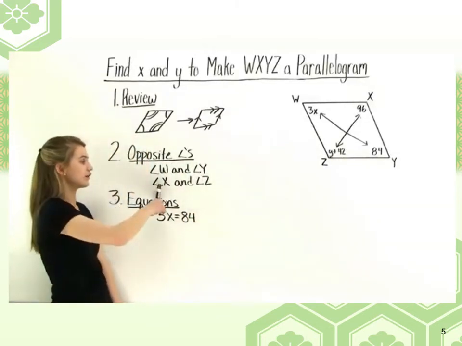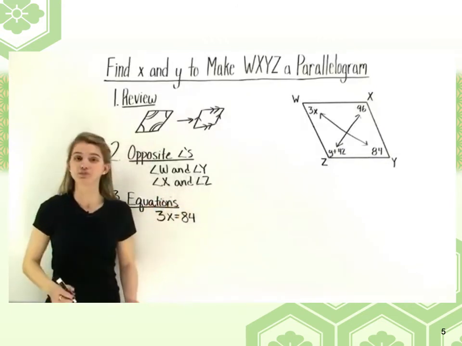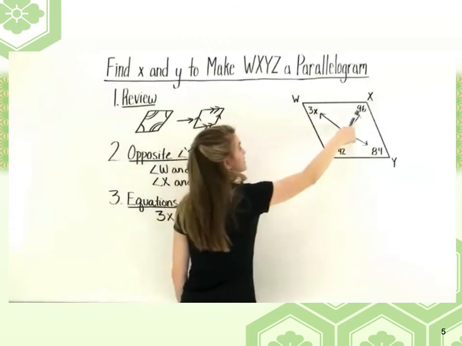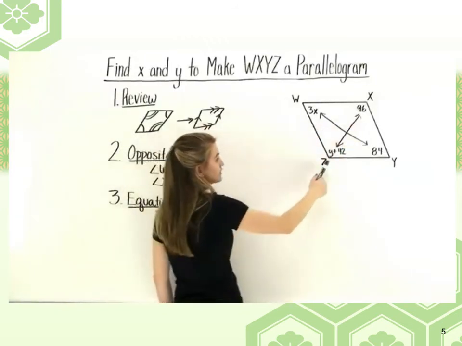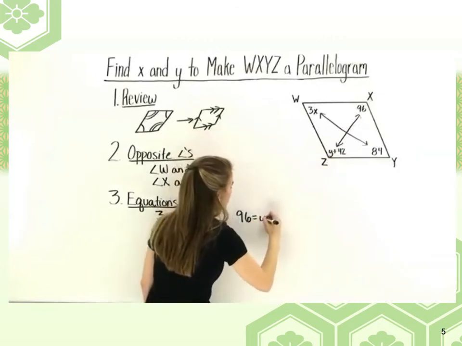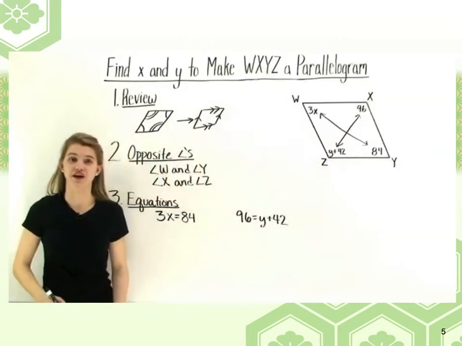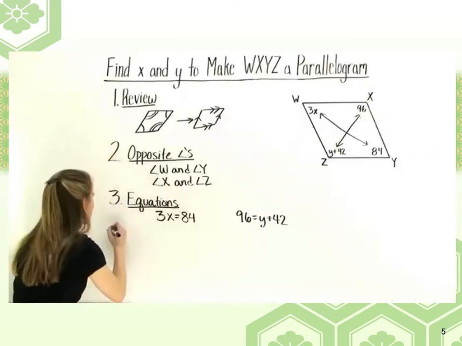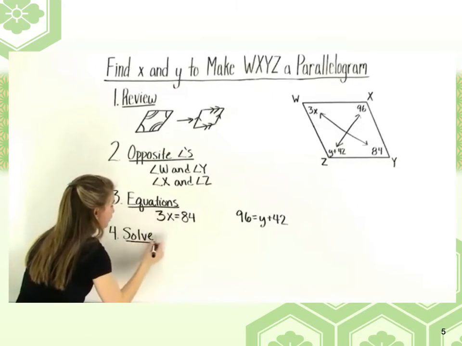Let's go ahead and take a look at our next equation. We know angle X and angle Z must be equal. Angle X is equal to 96. Angle Z is equal to y plus 42. We can go ahead and solve this equation and find the value for y. Let's go ahead now and solve these two equations and get the value for x and the value for y.